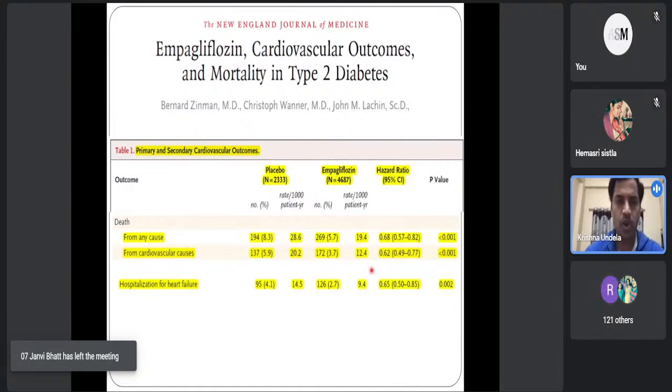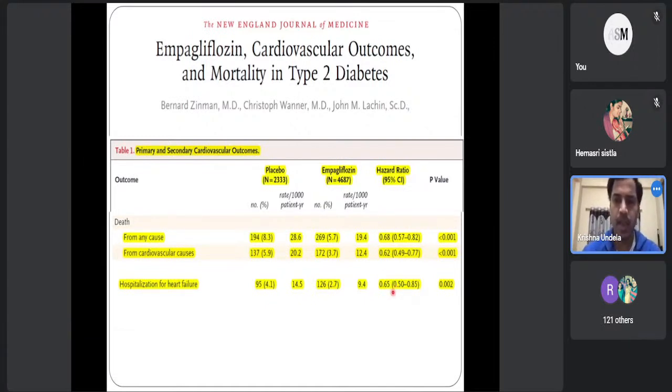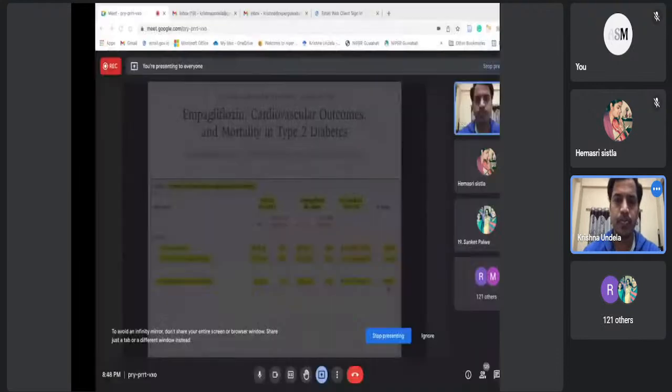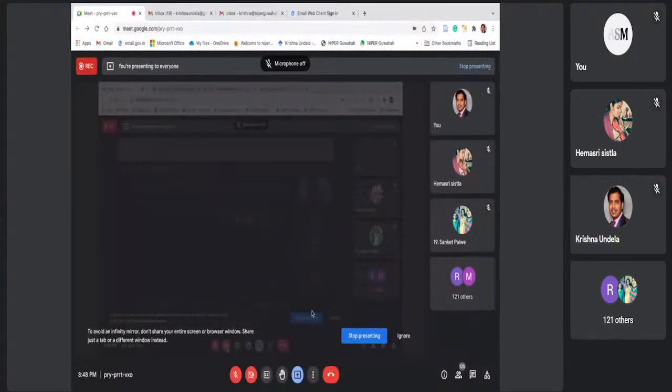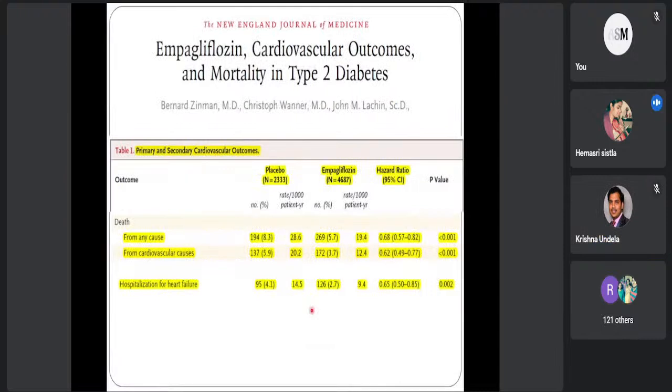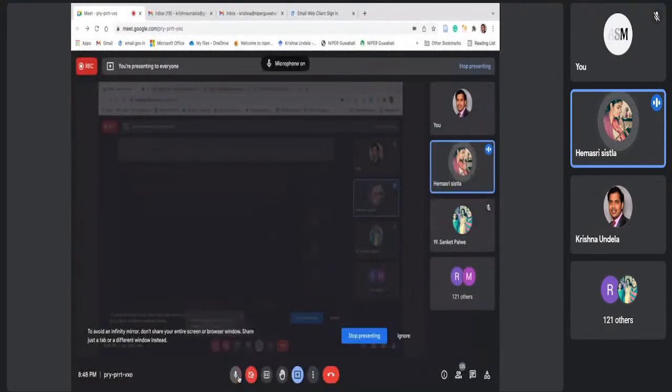And finally, we are having this hospitalization for heart failure, right? And for that, we are having this hazard ratio outcome. 0.65 is a hazard ratio, and 0.50 is a lower limit, and 0.85 is a upper limit. Okay. So what's the conclusion from this one? Anyone? And the p-value is 0.002. Same, sir. That is 35% lesser chance of getting hospitalized for heart failure. And it is statistically significant because the p-value is less than 0.005 anyway.